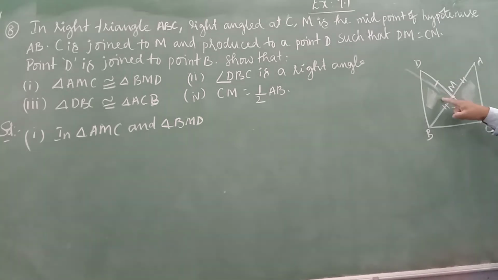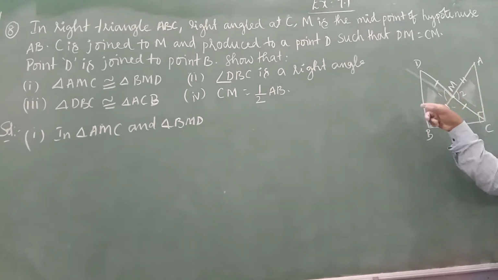Yes, vertically opposite angles. What about these two angles? Vertically opposite angles. You take this as angle 1 and this as angle 2. Both are vertically opposite angles, and vertically opposite angles are equal. Side, angle, side. By SAS congruency, the two triangles are congruent triangles. So the first part is over.